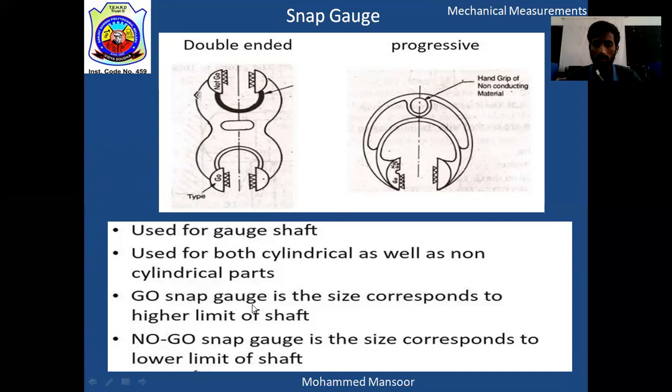The go snap gauge, see, this is the go end of the snap gauge, has a size corresponding to the higher limit of the shaft, whereas the no go has a size corresponding to the lower limit of the shaft. So this is all about the snap gauge.